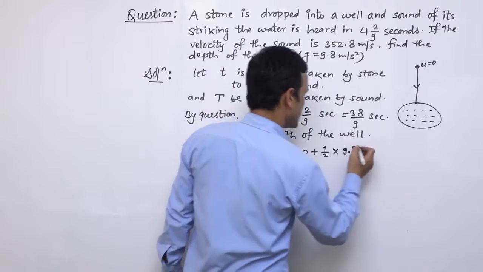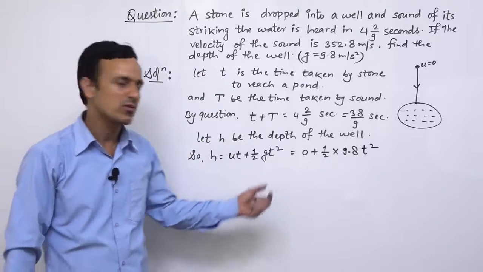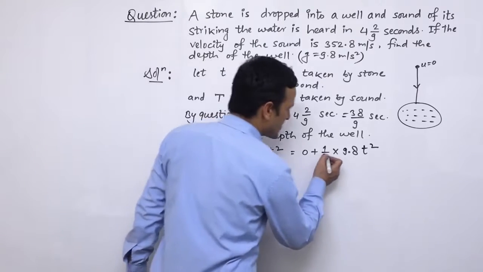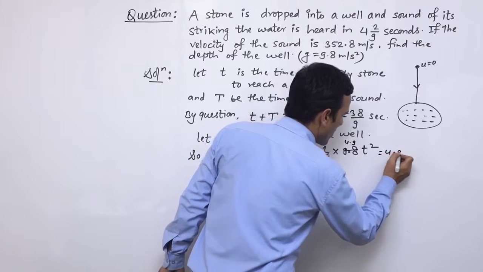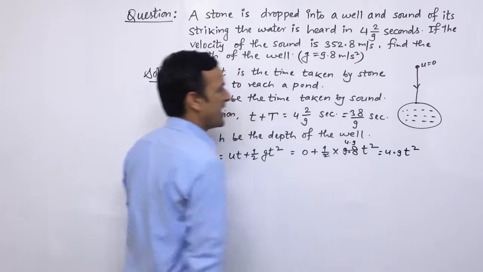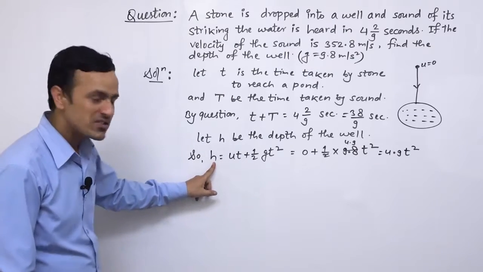9.8 times small t square. So it is the same because we don't know the value of t over here. So if you cut down this and this, then it will be 4.9 t square. So this is the value of h.